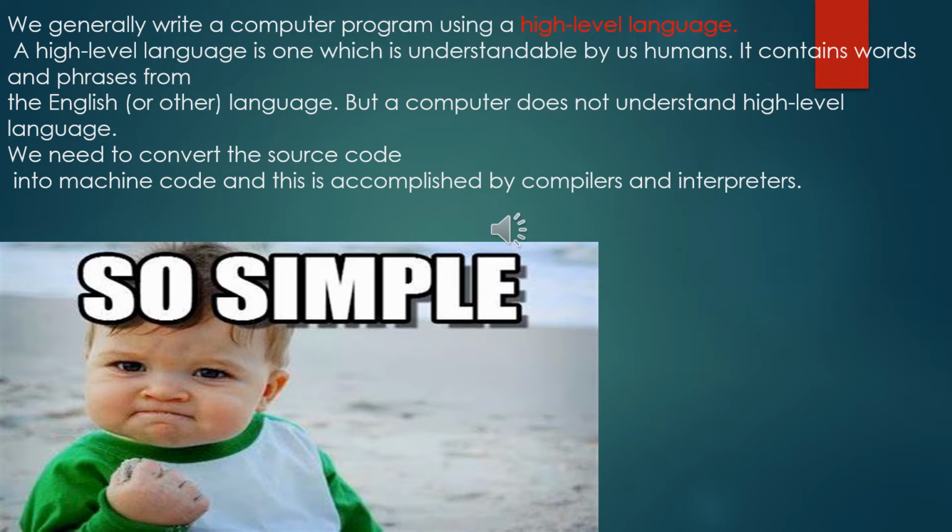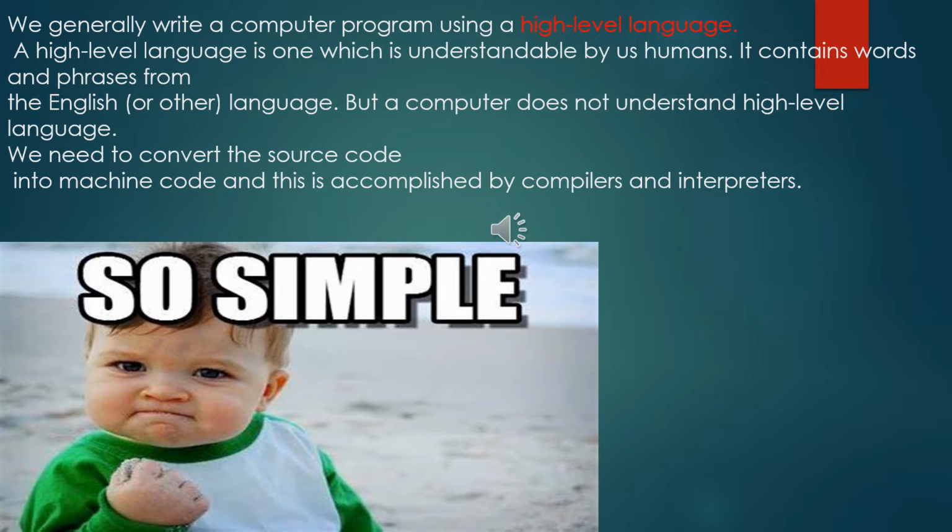All are aware that a computer does not understand the language which we speak in our daily life. We generally write a computer program using a high-level language. A high-level language is one which is understandable by us humans. It contains words and phrases from the English language or others such as Spanish, French, or anything else. But a computer does not understand high-level language.